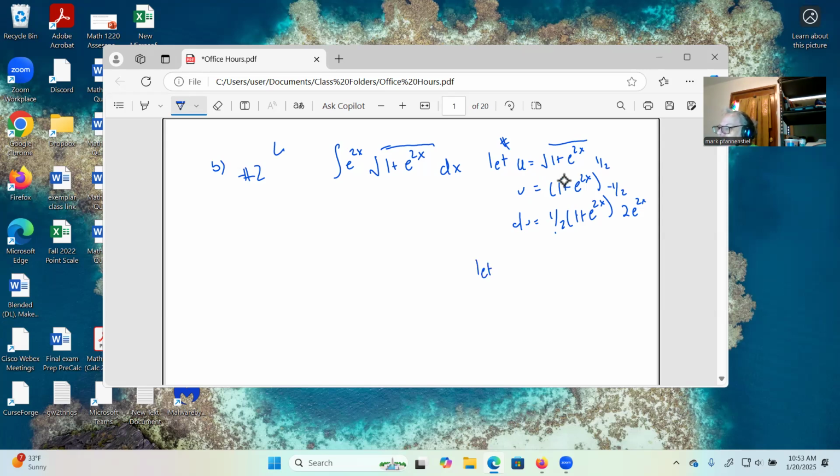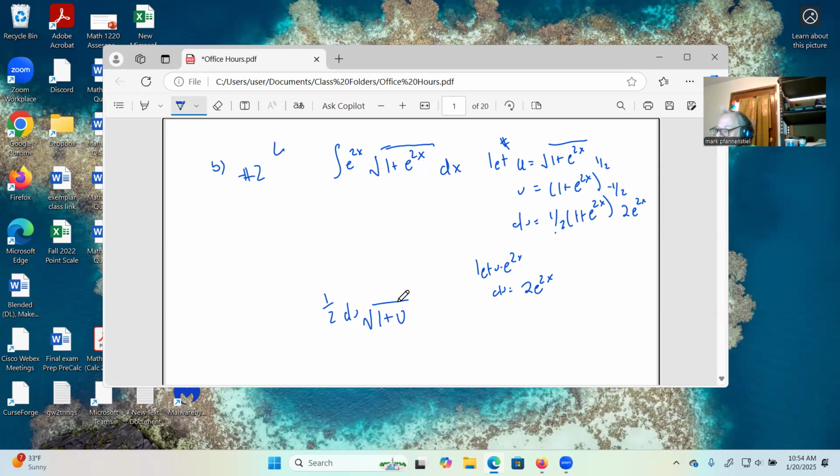If I just try e to the 2x, that'll be nice because I get my du. So let u equal e to the 2x, and we get du equals 2e to the 2x, which again is kind of nice, but I'm in a bind where I could say this is the square root of 1 plus u. Now, anytime you end up with a u on the inside of your square root, you've picked the wrong u. Don't do that. And then this could be a du, but then I have to integrate the square root of 1 plus u, and we don't have a technique for that. This isn't a fun integral to figure out.